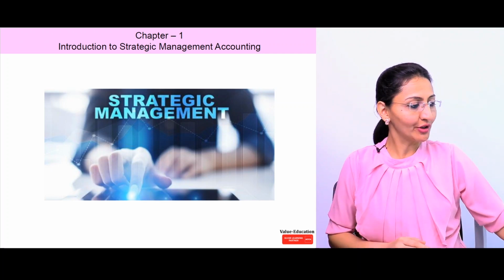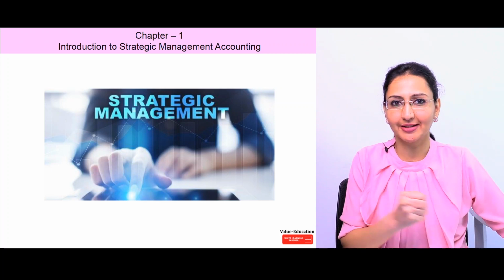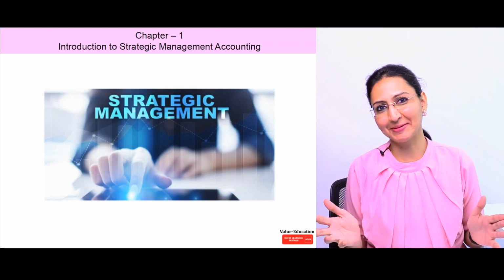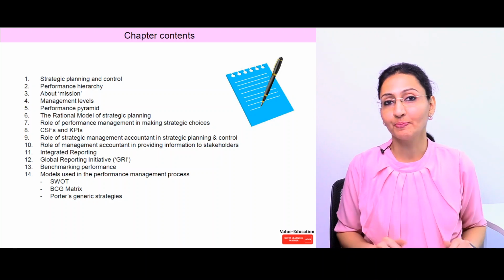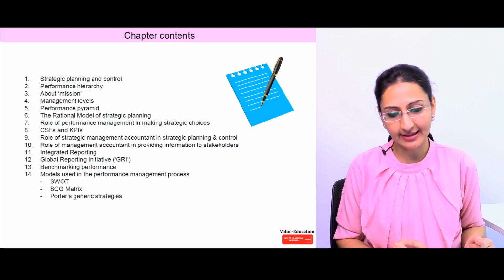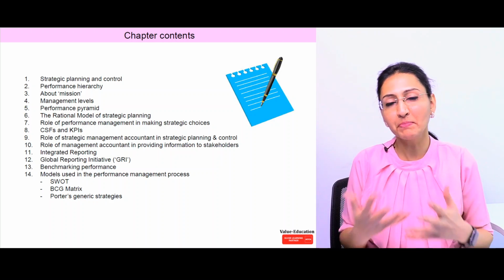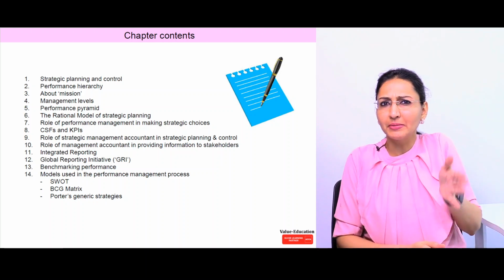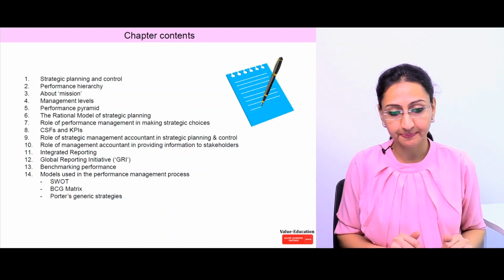This chapter relates to Introduction to Strategic Management Accounting, the first pillar, and rather I'll say one of the longest chapters of the whole syllabus. So, what all is there in this chapter? I'll quickly run through. We'll study about strategic planning here. We'll talk about performance hierarchy here. We'll talk about mission. What is a mission? How does a company make its mission? We'll talk about management levels, top level, middle level, operational level, or the lower level. That we'll talk about here.